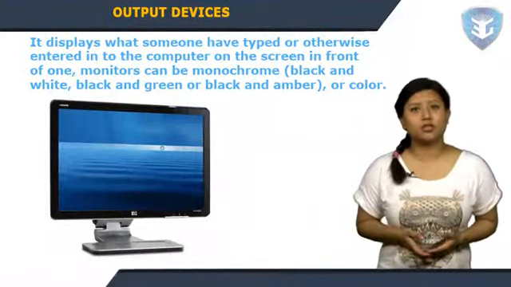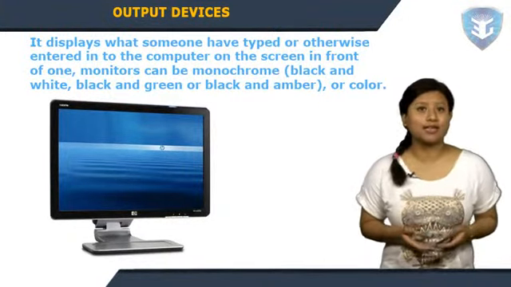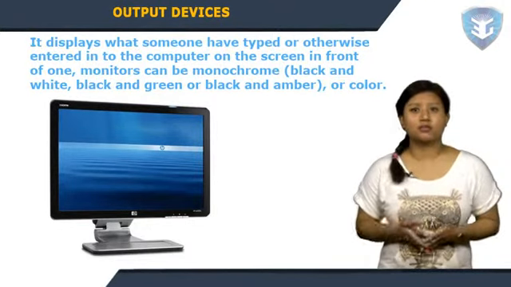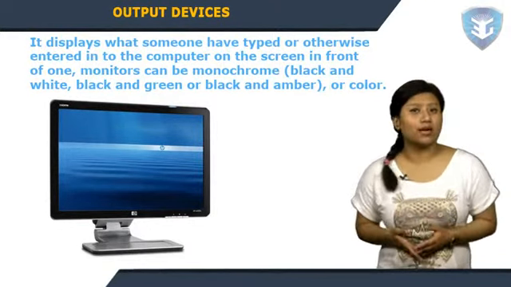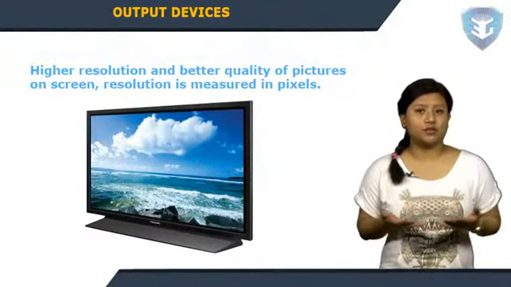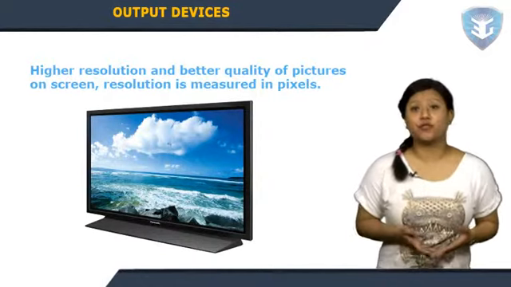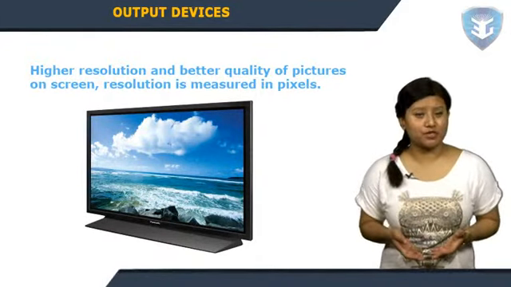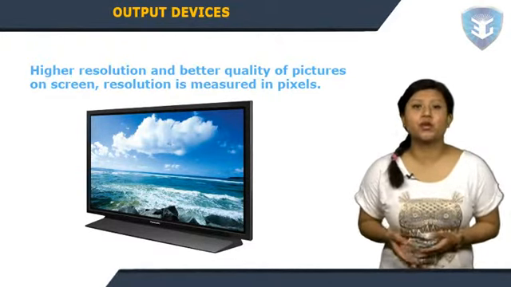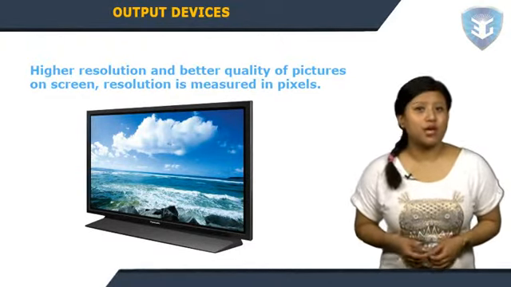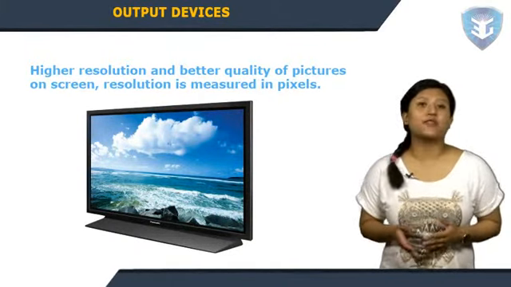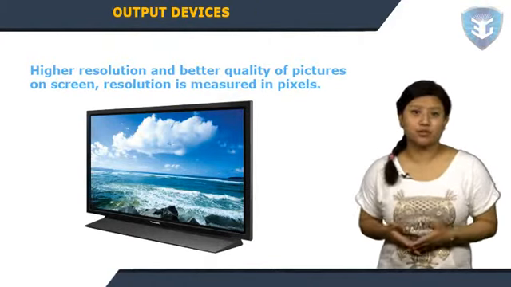This is the most commonly used output device. It displays what someone has typed or otherwise entered into the computer on the screen in front of the monitor. Monitors can be monochrome, black and white, black and green, or black and amber, or color. Color monitors come in various types. Each type has a different number of colors to use and a different quality of picture, or resolution. Higher resolution means better quality of pictures on screen. Resolution is measured in pixels. The screen is divided into a grid. Each square on the grid is a pixel, any peripheral that receives or displays output from a computer.